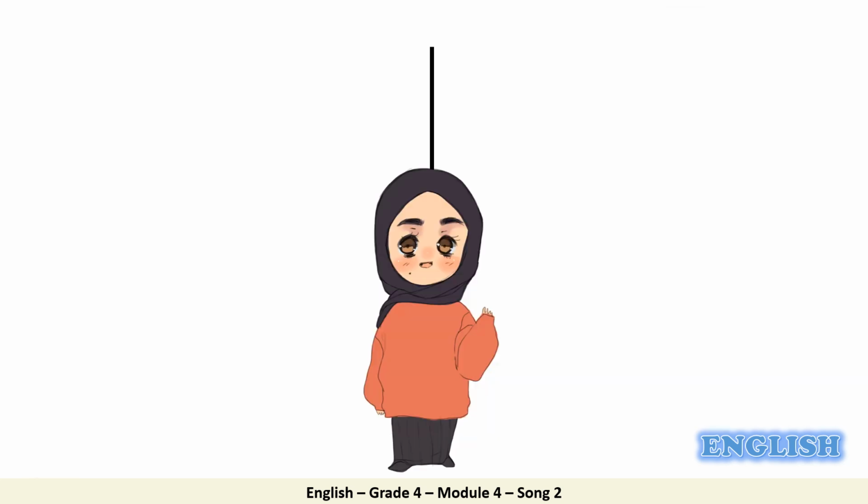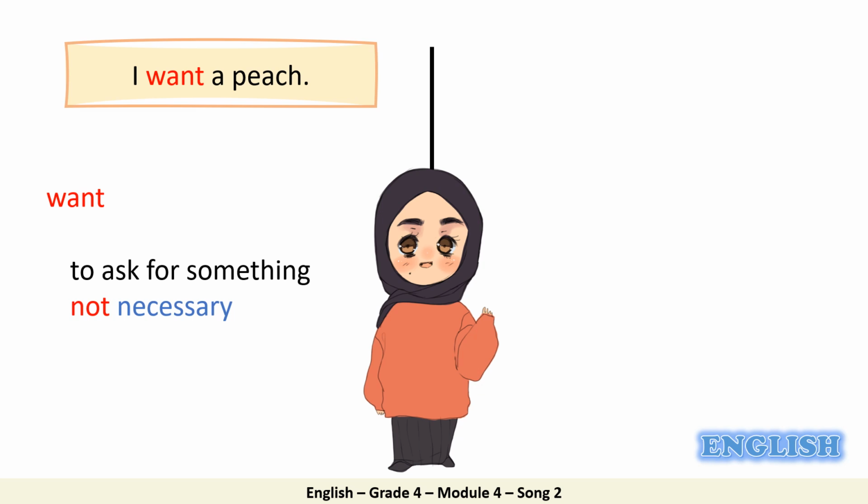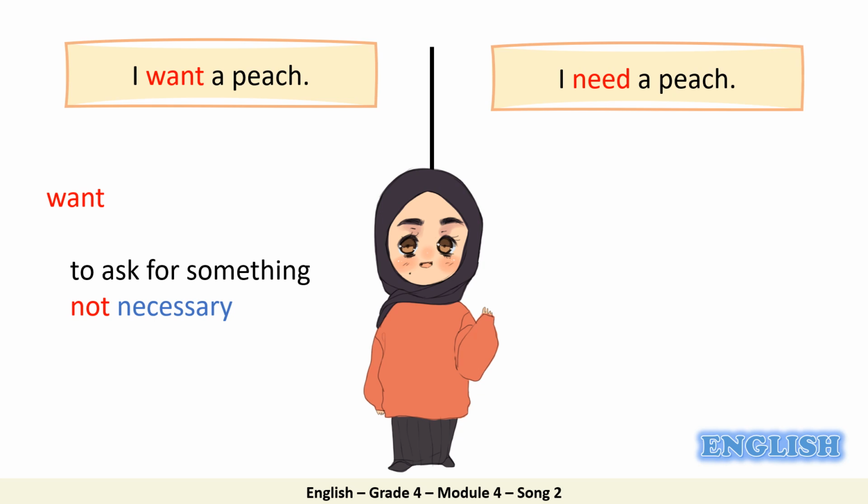In the first sentence, I want a peach. The meaning of the word want is to ask for something that is not necessary, which means not important for you to have. I need a peach. The word need is used to ask for something that is necessary and it's important for you to have.